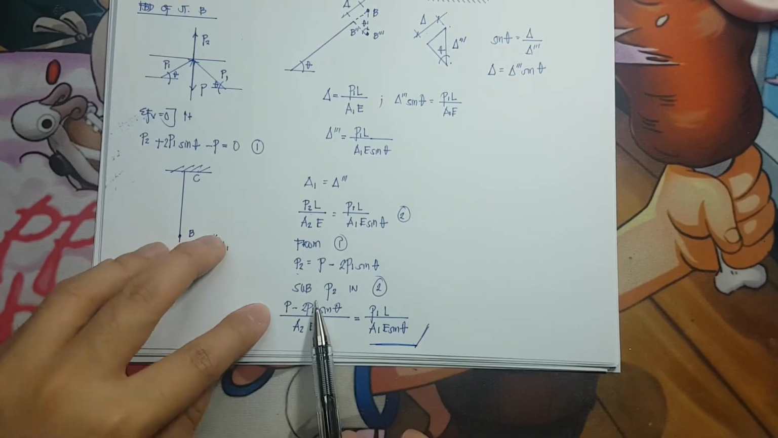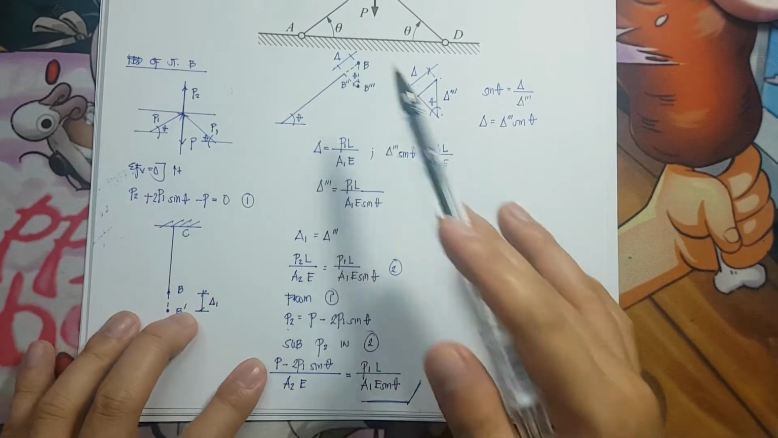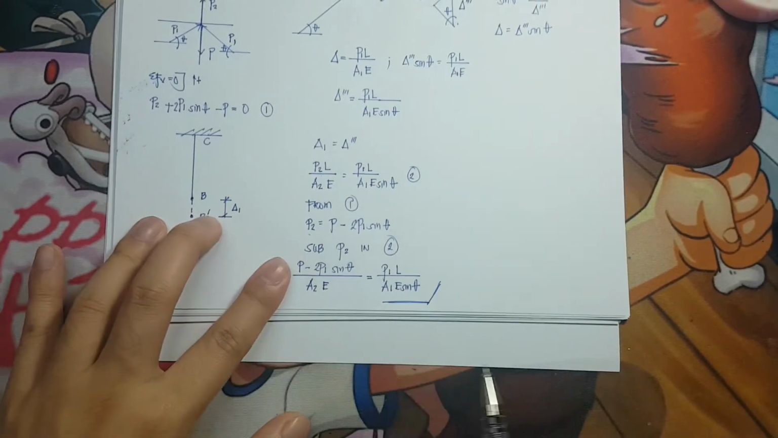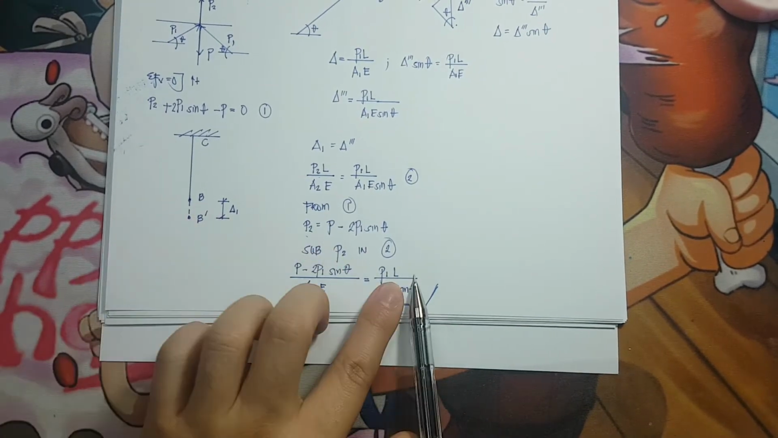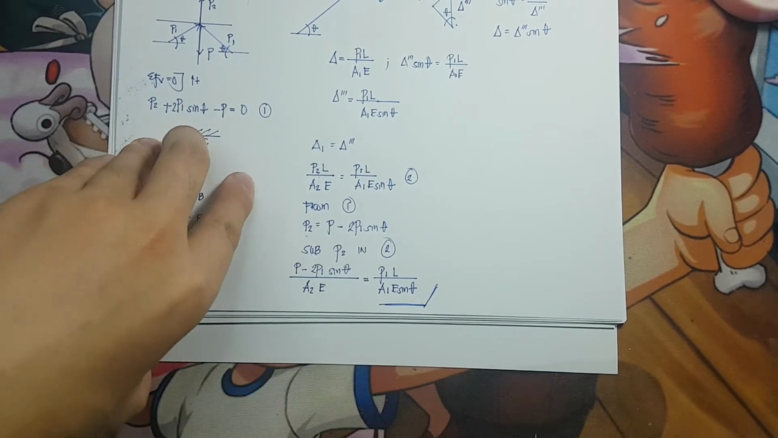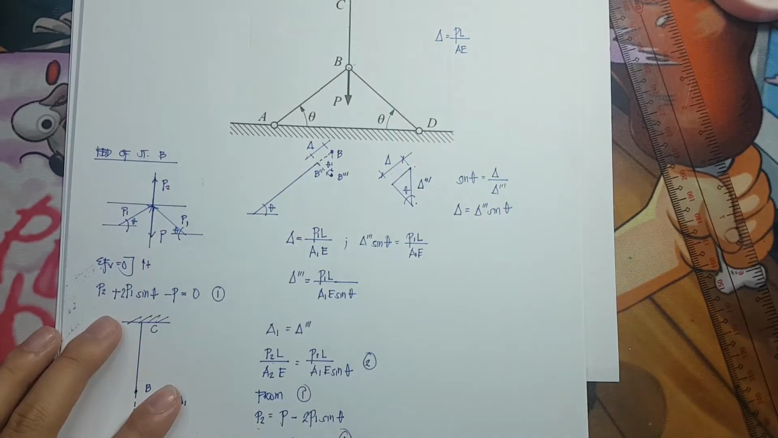Take note, you should have the value of P and you should have the value of your theta. Then from there, you have your A2 as well and A1. You can now solve for the value of P1. If you have your P1, substitute it here, then you can solve for the value of P2. Then you now have your values for each of these three bars.